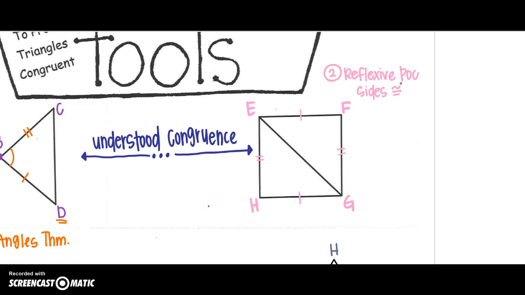So in this picture, looking at your corresponding parts, I can see that down the middle, they share that side. EG is a common side for both triangles, but I have to remember to label it correctly. EG is actually congruent to GE in this picture because of the reflexive property of congruence.